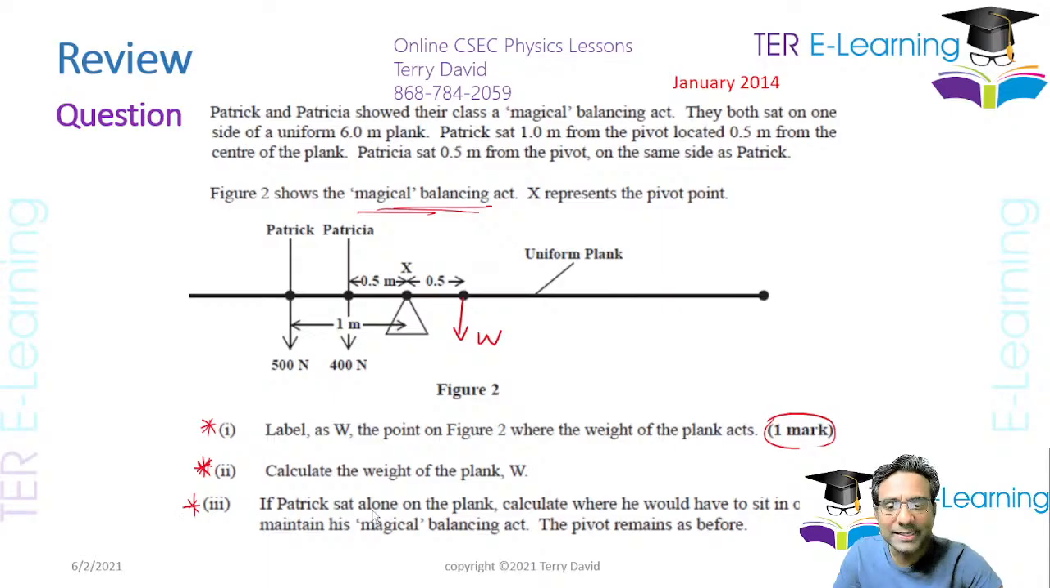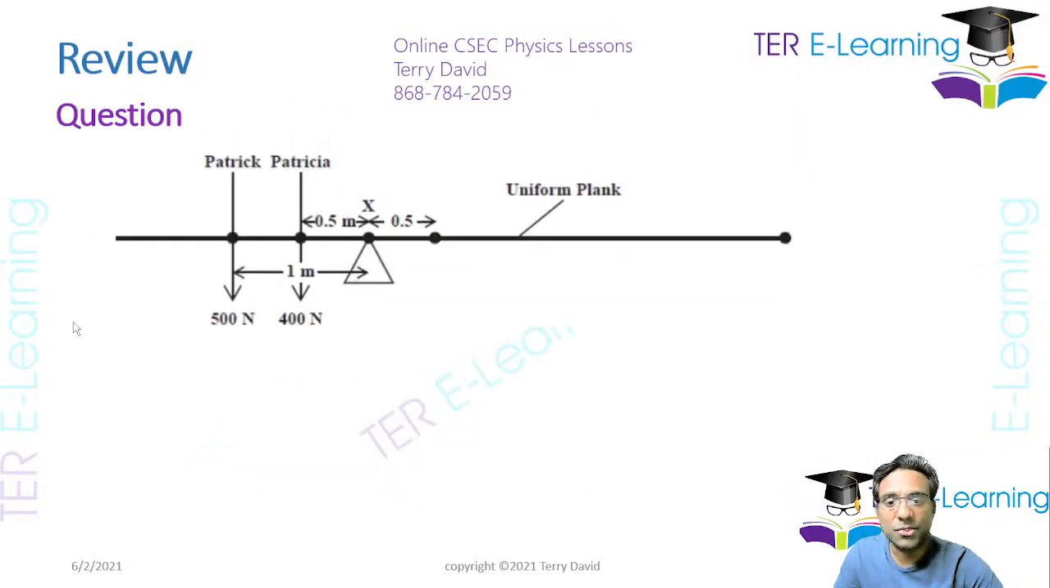Now the third part. They said if Patrick sat alone on the plank, calculate where he would have to sit in order to maintain this magical balance. The pivot remains as before. So what they're saying is that Patricia is no longer there, but we just have Patrick. So this here no longer exists. In order for him to balance this thing, he needs to be at a different distance from my fulcrum. He needs to move back in order to balance this thing now.